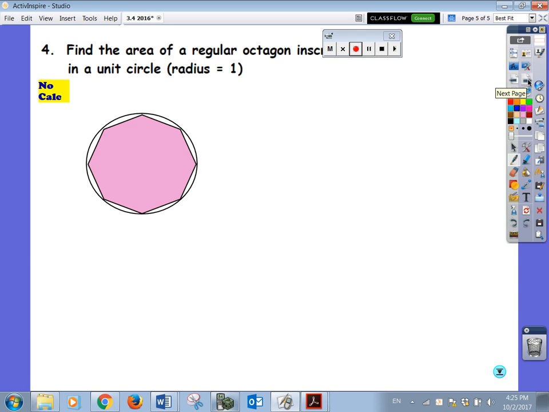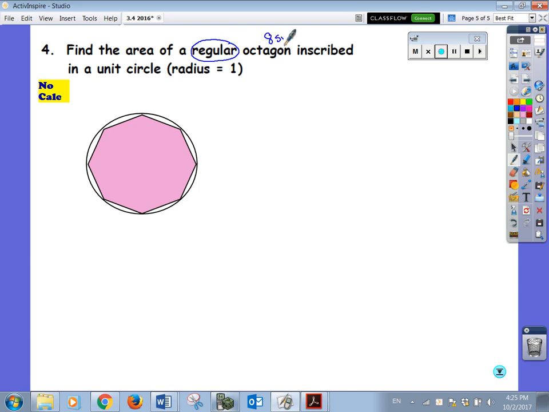All right, and then our last one talks about a regular octagon. That's a geometry word. Regular means all sides are the same. Octagon, 8 sides. So it's inscribed in a unit circle. If it's inscribed in, that means it's inside. You have to know what that word means. Again, geometry review.